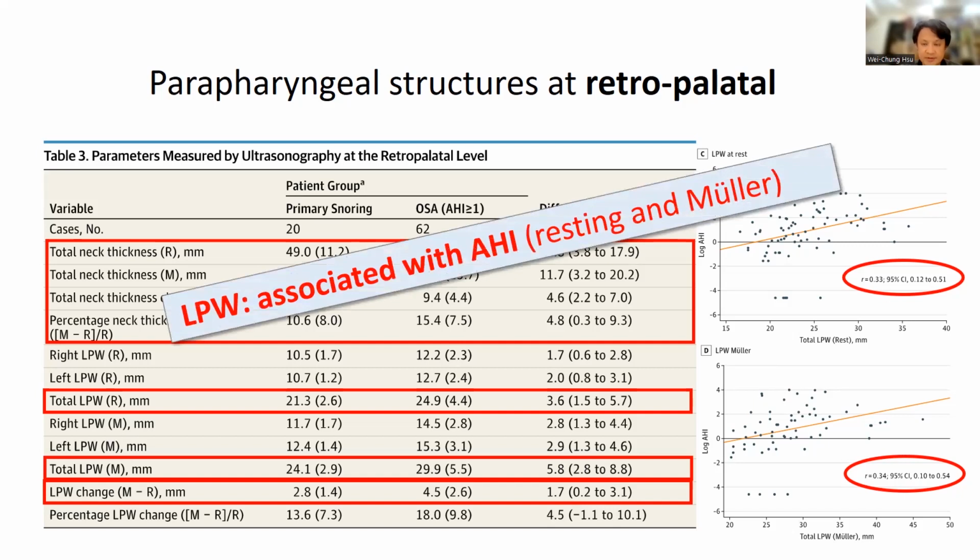The results show that the lateral pharyngeal wall thickness, both at rest and in the Muller's status, correlated with the apnea-hypopnea index, which means that the lateral pharyngeal wall was much easier to collapse in OSA children than in those without OSA.